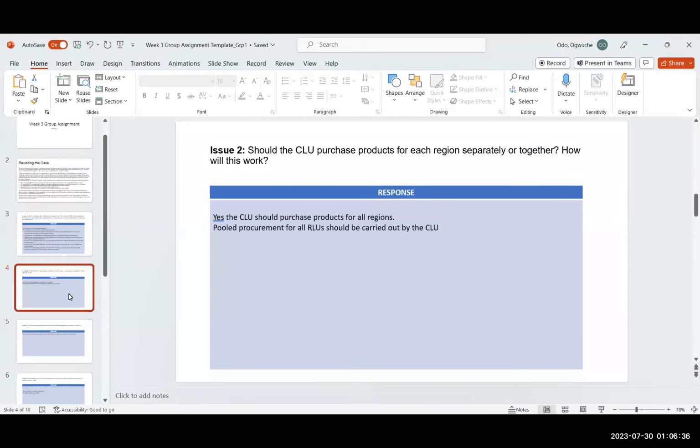So issue 2 is asking if the CLU should purchase products for each region separately or together. And so we said the CLU should purchase products for all regions, and this should be done using pooled procurement for all the regional logistics units.